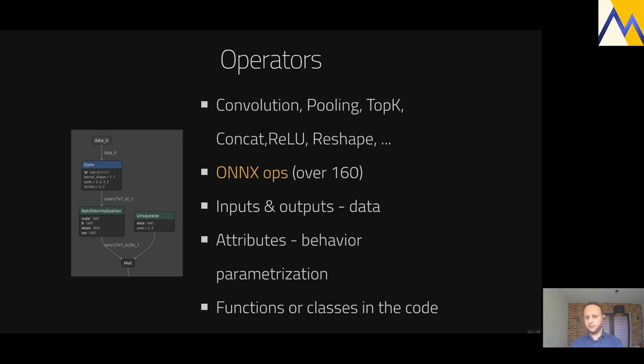So it's actually a ton of them. Just the ONNX standard currently defines about 166 operators, and they actually have versions. So you have to multiply the number of operators by the number of versions, and you can imagine how many operations altogether we have to deal with. So those operators, which are nodes in the graph, have also inputs and outputs.